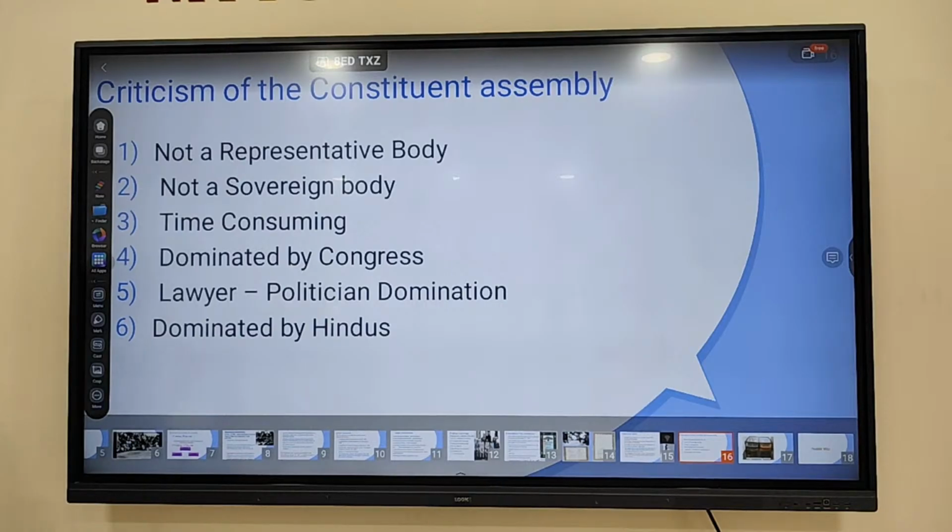By this, we have completed this chapter, making of the Constitution. Just write down and go through that chapter once for 2 minutes. If you have any doubts, ask. We have completed this chapter.